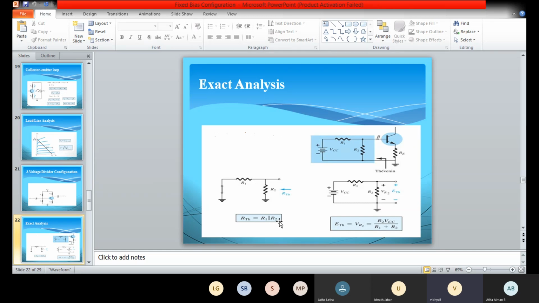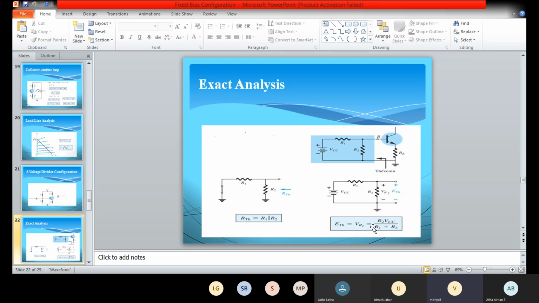To find out the Thevenin's equivalent voltage VTH or ETH, we will make the load open circuit. Only the load we make open circuit here. So ETH is equal to R2 into VCC divided by R1 plus R2.